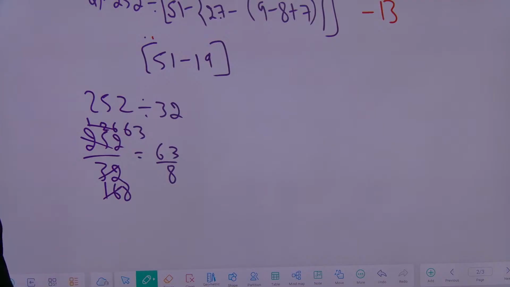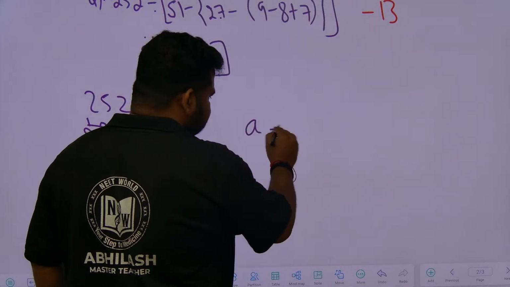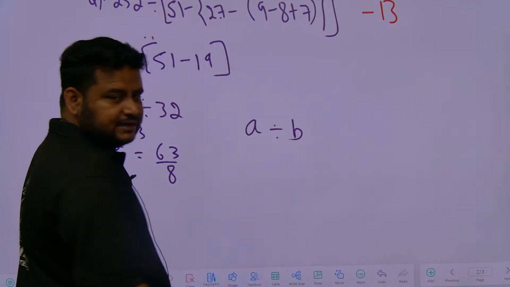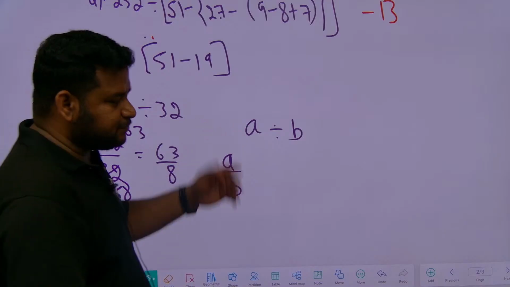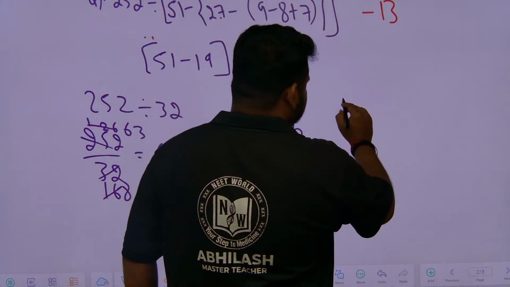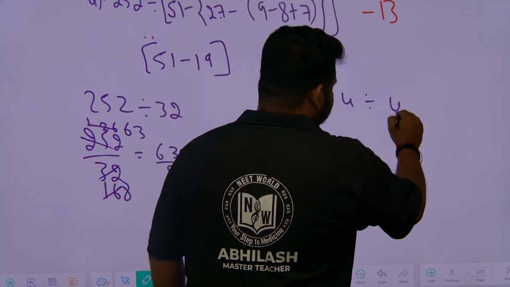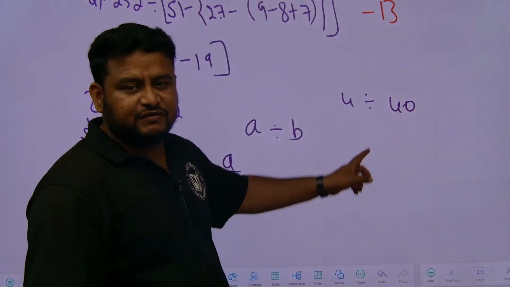Now remember one thing. If I say a divided by b, definitely it should be a by b only. Even if you are having a smaller number, what people will do? They will think 4 divided by 40 will be there, and that we have to divide the bigger number by the smaller number.